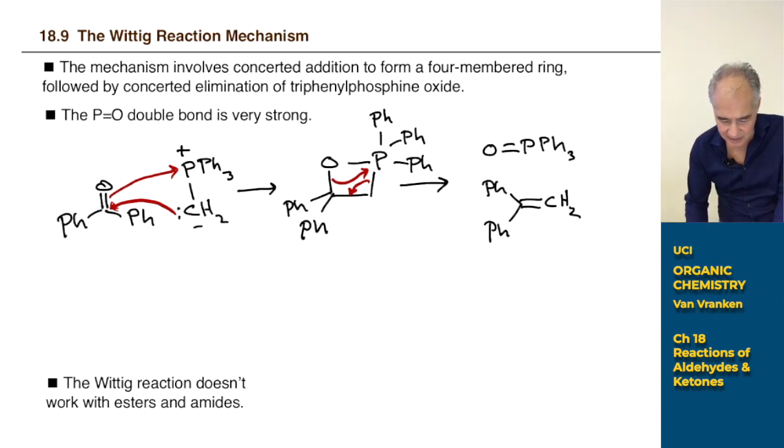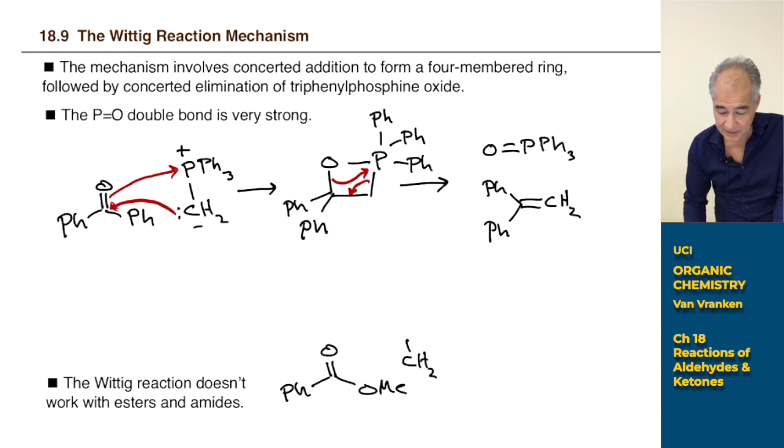Do not try to take this reaction and apply it to esters. Even though esters and amides both have carbonyls, these won't undergo this reaction. So if I take an ester like this and I throw in 50 equivalents, 1,000 equivalents of this Wittig reagent, it is not going to react. So you won't get, I'll just write this in red.